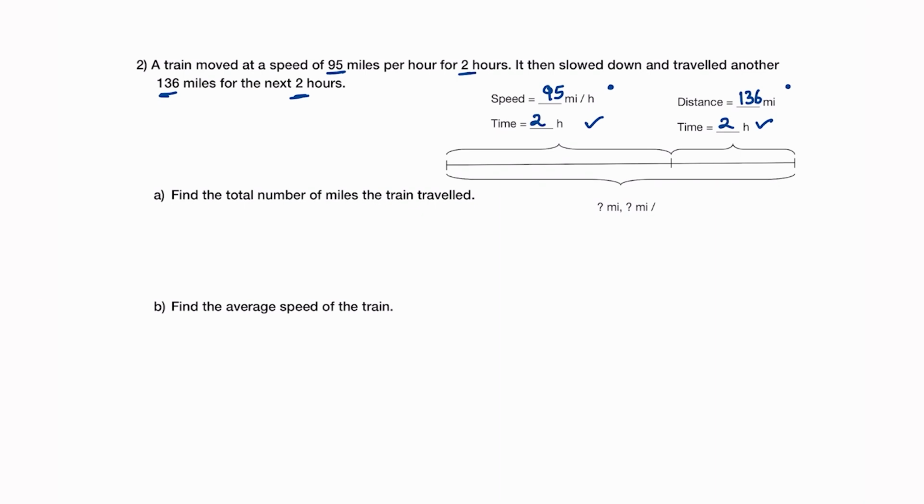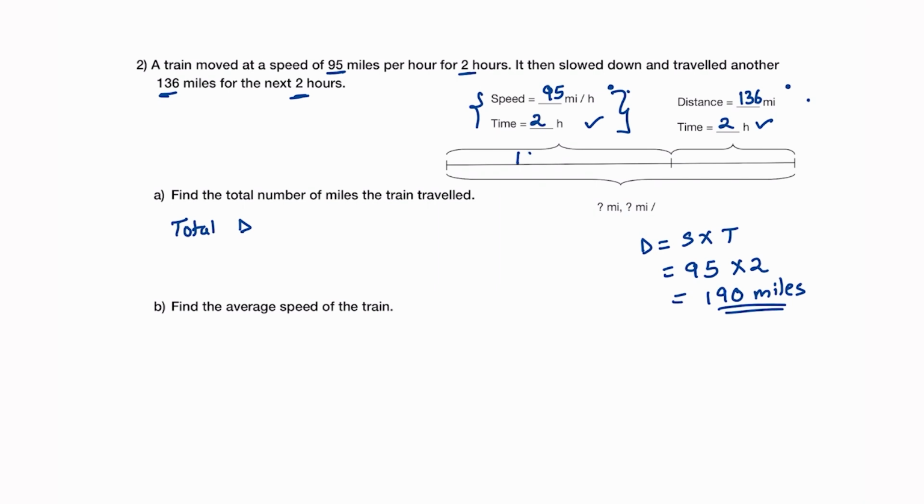So total number of miles, which means we have to find total distance, right? And do we know the distance here? No. Do we know here? Yes. But from this, can we find? Yes, because distance will be what? Speed times time, right? And the speed is 95 miles per hour and it traveled for 2 hours. This really helps. It's good practice. And that's 190 miles. So we know this distance now, that's 190 miles.